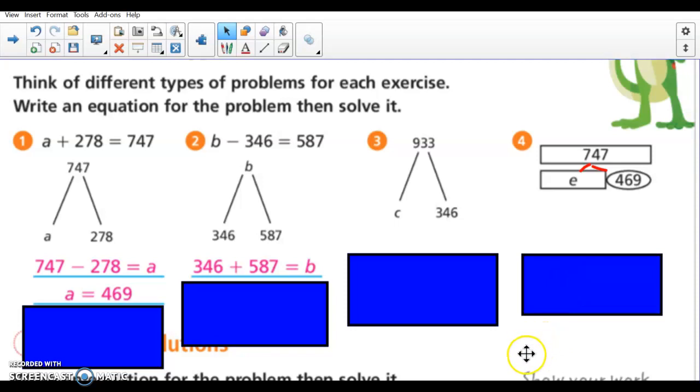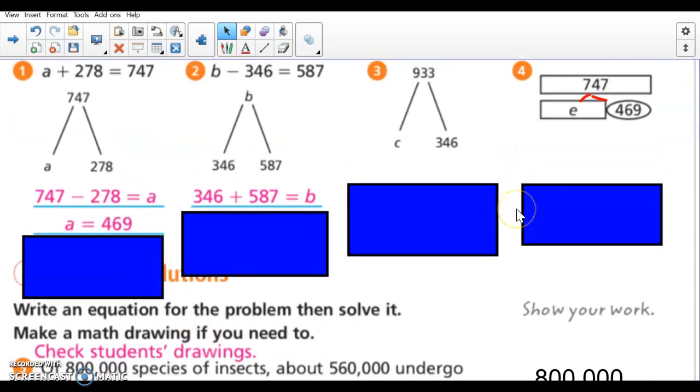And so I want you now to try and write your equation down here and then also solve for e. Okay, so think about that. It's just like a math mountain, like our first 3 were. Just a different way to look at it if you like this style better. Okay, and so pause it now if you need to and finish up those first 4.